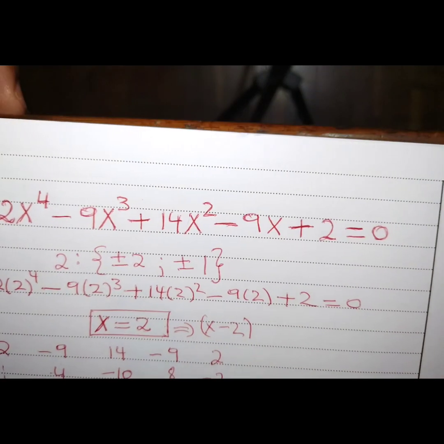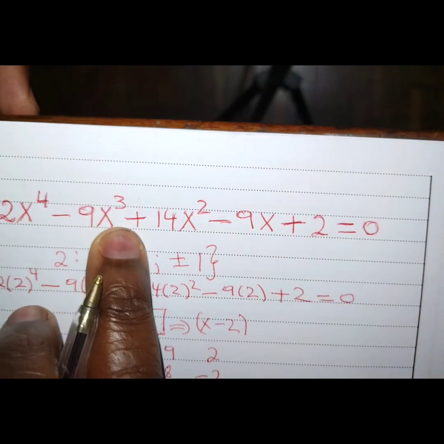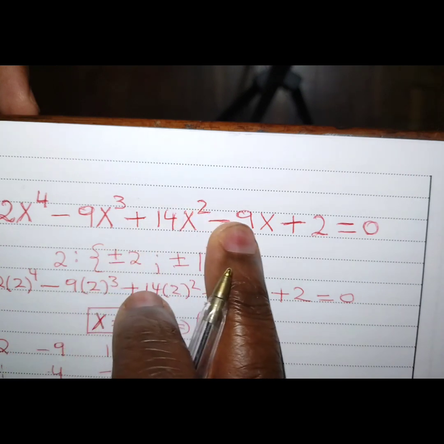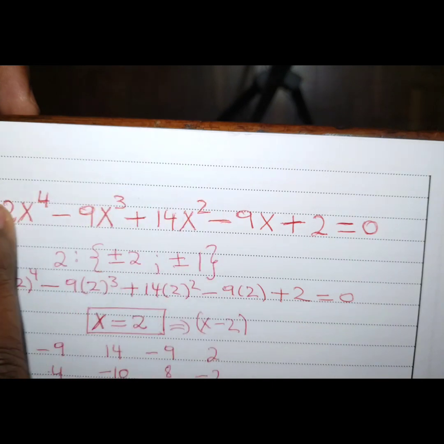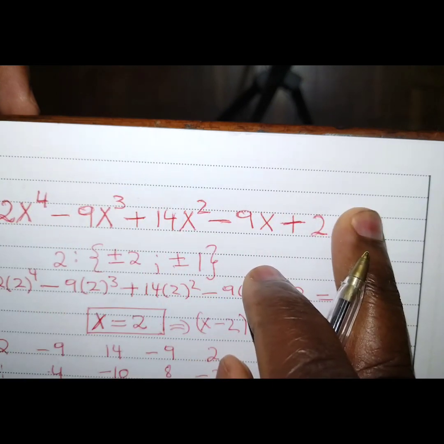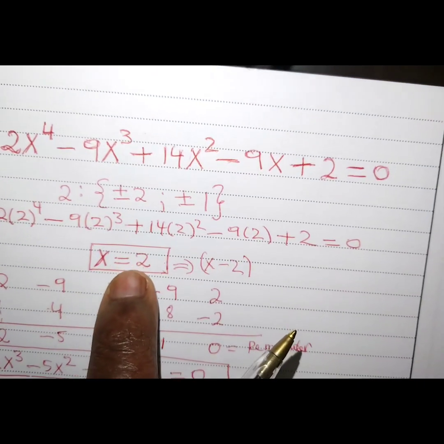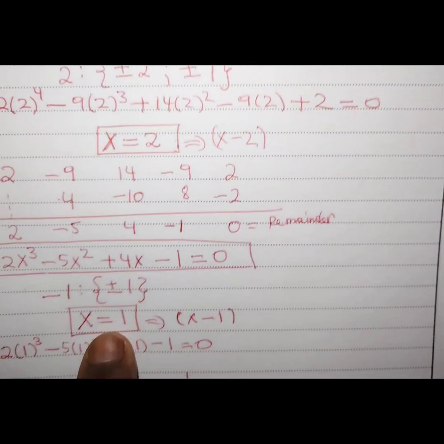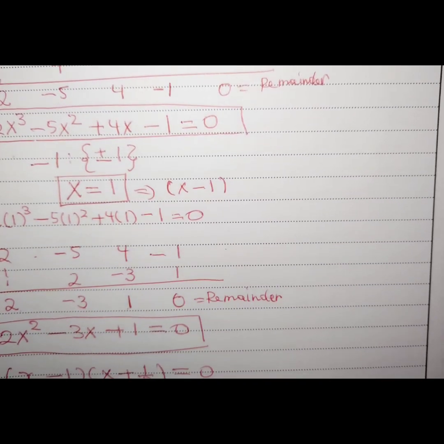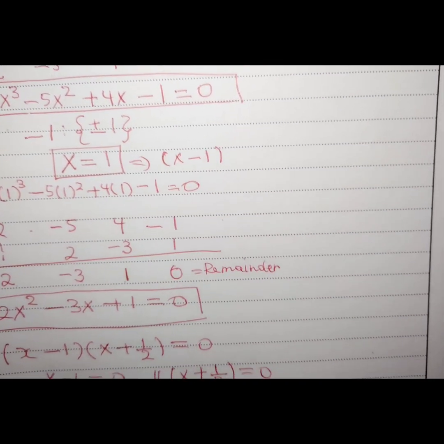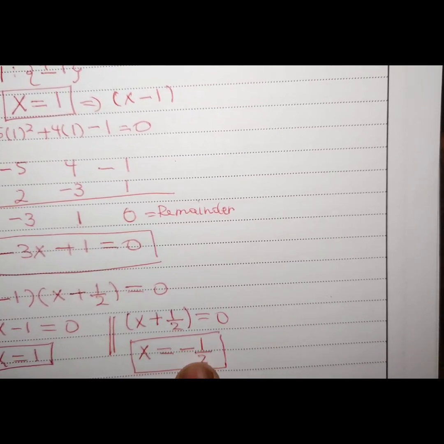This equation right here, 2x to the power 4 minus 9x to the power 3 plus 14x squared minus 9x plus 2 equals 0, has 4 roots. The first one, x equals 2. The second one, x equals 1. Then the third one, x equals 1. And the last one, x equals minus 1 over 2.